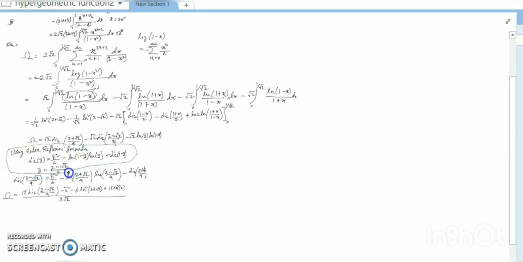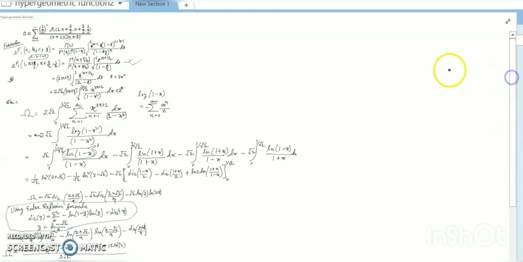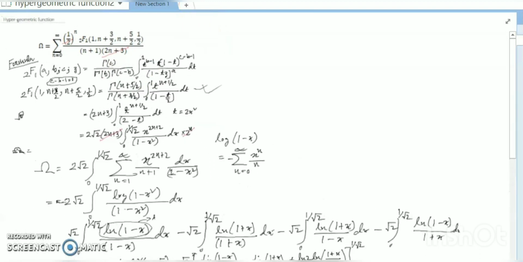Now you can check in a very good way: sum over n equals 0 to infinity of minus x to the power n divided by n.